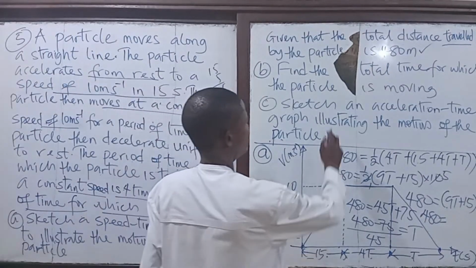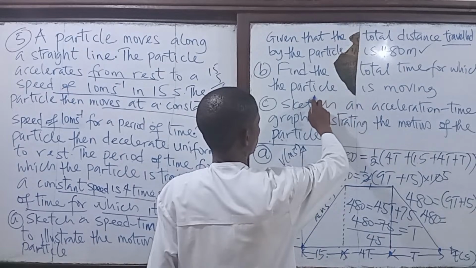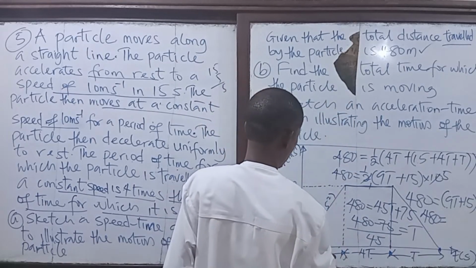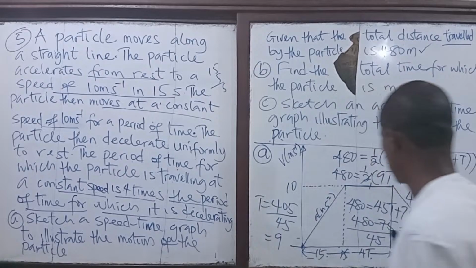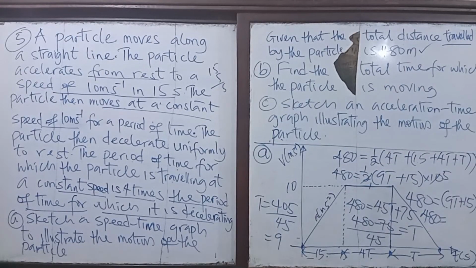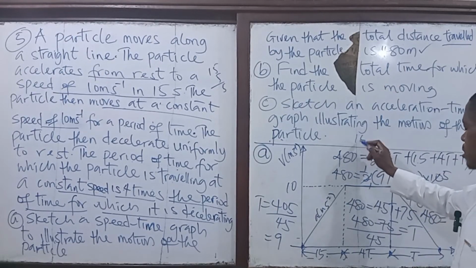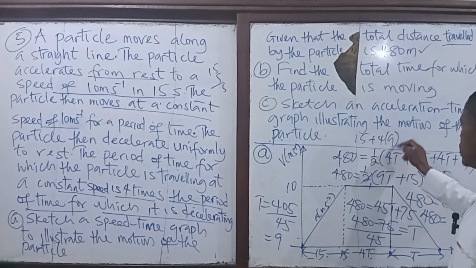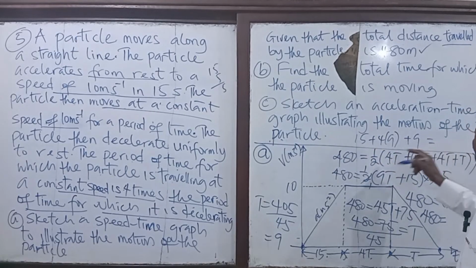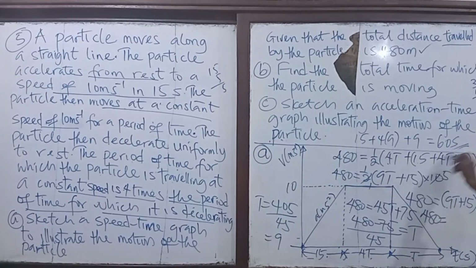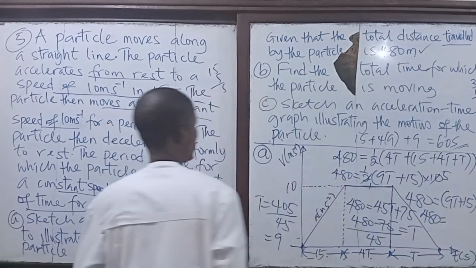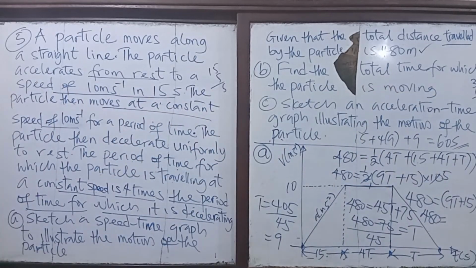time for which the particle is moving will be 15 plus 4 times 9, and then plus 9 again. So that will be 15 plus 4 times 9, which is 36. 36 plus 15, that's 51, plus 9. That's 60 seconds. So that's the total time for which the particle is moving.